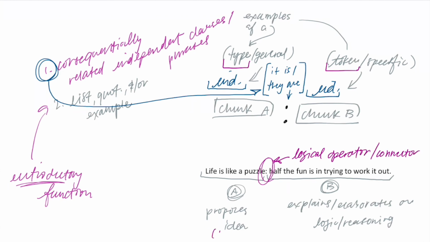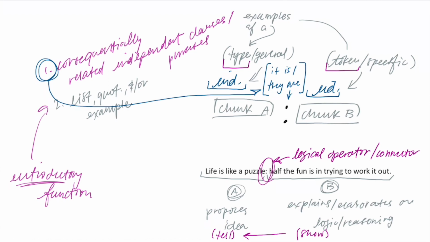The colon in this example sentence operates as a kind of logical connector between the two phrases. It's not necessarily implying chronological order or sequential order. That's why I've said it's consequentially related independent clauses and phrases. The colon is a logical operator to the extent that once you read the entire chunk, chunk A and chunk B together, you realize that chunk B is fleshing out chunk A. And that's what I mean by the colon in this case being a logical operator. This is really getting into the weeds here.